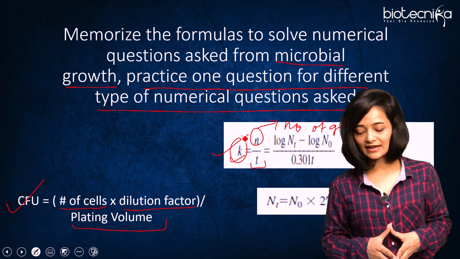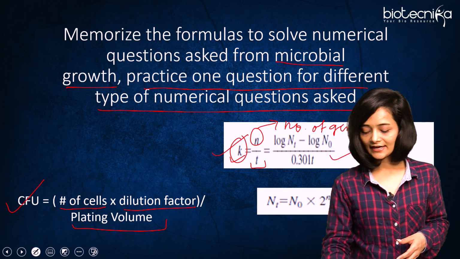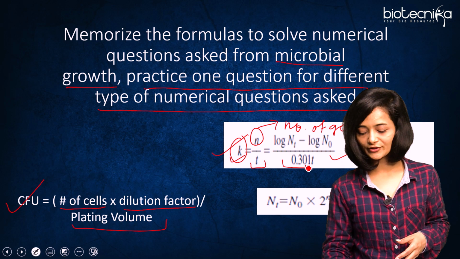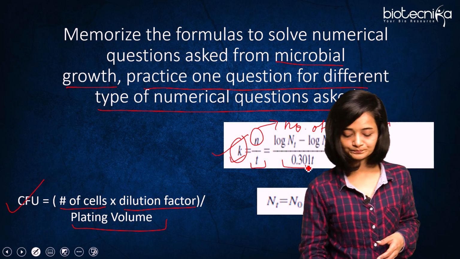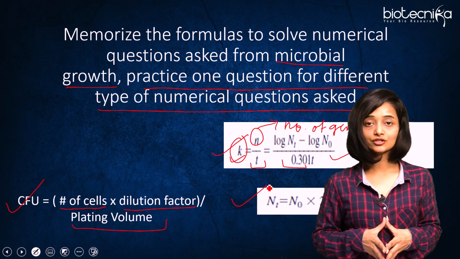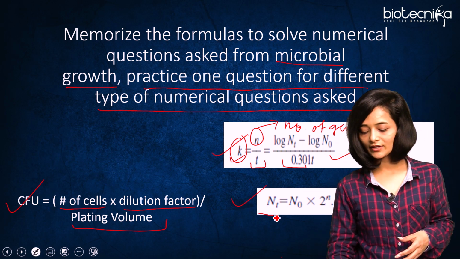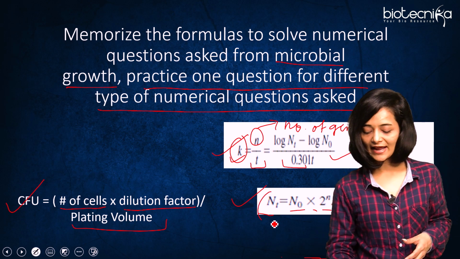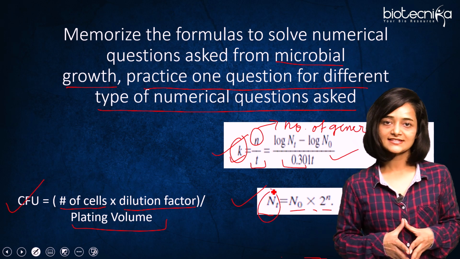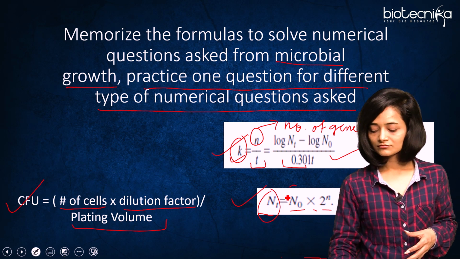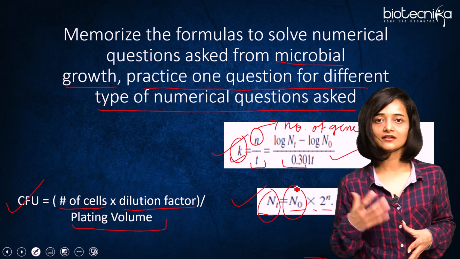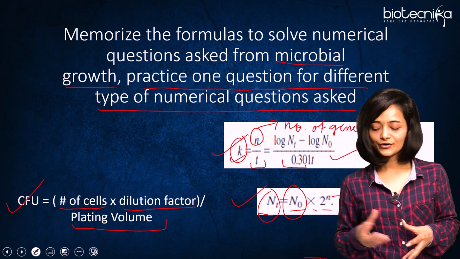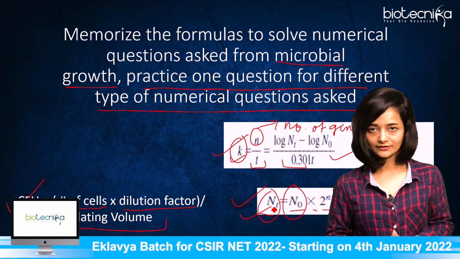This value can also be calculated through the formula log Nt minus log N naught divided by 0.301 multiplied by t, where 0.30 is the value of log 2. Another equation that you will be frequently using is Nt equals N naught multiplied by 2 to the power small n, where Nt is the number of cells at time t, which would be asked in the question. You will be given the initial cell number and the value of small n, that is the number of generations. Putting these values in the equation, you can easily calculate Nt.